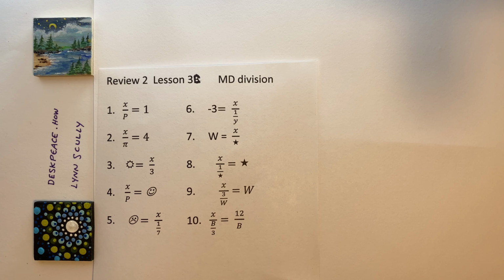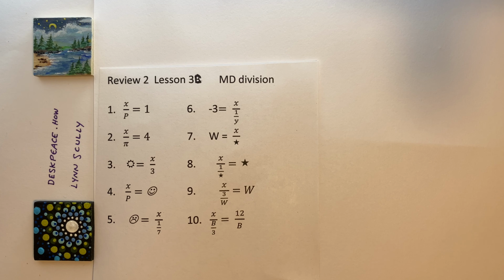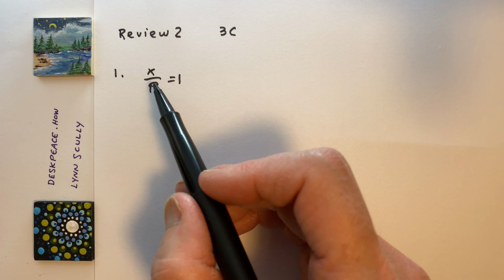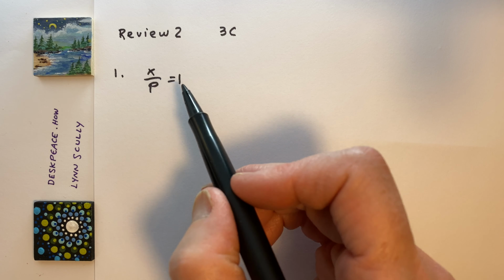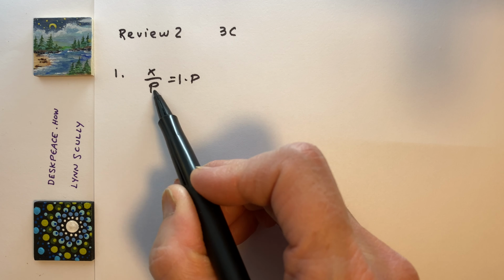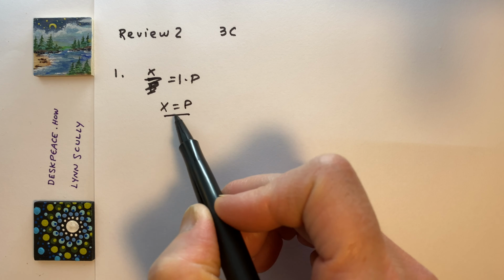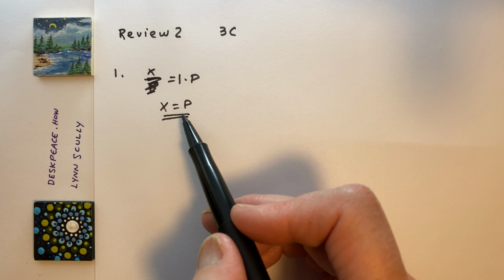Review 2, Lesson 3C, Undoing Division. Let's get started. Number 1, x over p equals 1. I want to get the x alone. p is attached by division. Move it by multiplication to the other side of the equal sign. I'm getting x equals p. All done. This is 1p.